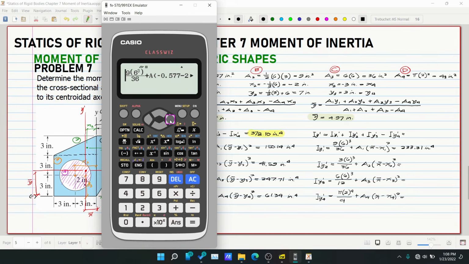Next. Okay, so 3, then 6 cube over 36 plus alpha B. Then, negative 0.577, then x2. Ang x2 natin is negative 2. Yan. Okay? So, 36.22.